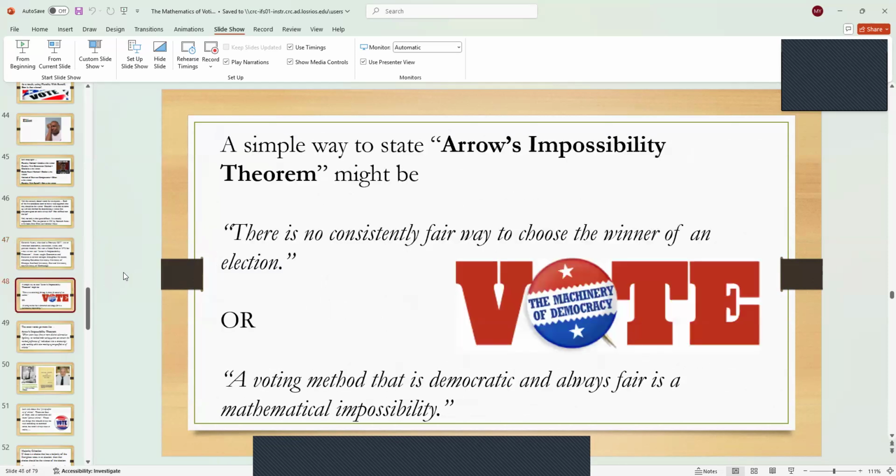So Arrow's impossibility theorem basically says there is no consistently fair way to choose the winner of an election. Or another way to say that is a voting method that is democratic and always fair is a mathematical impossibility.